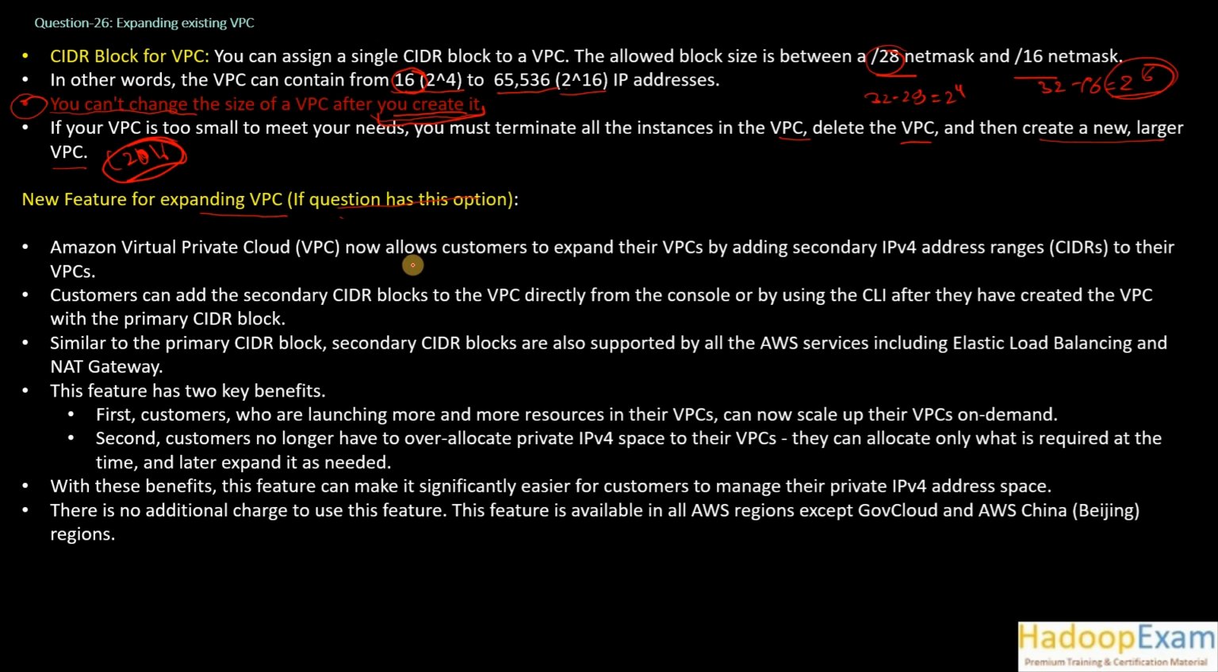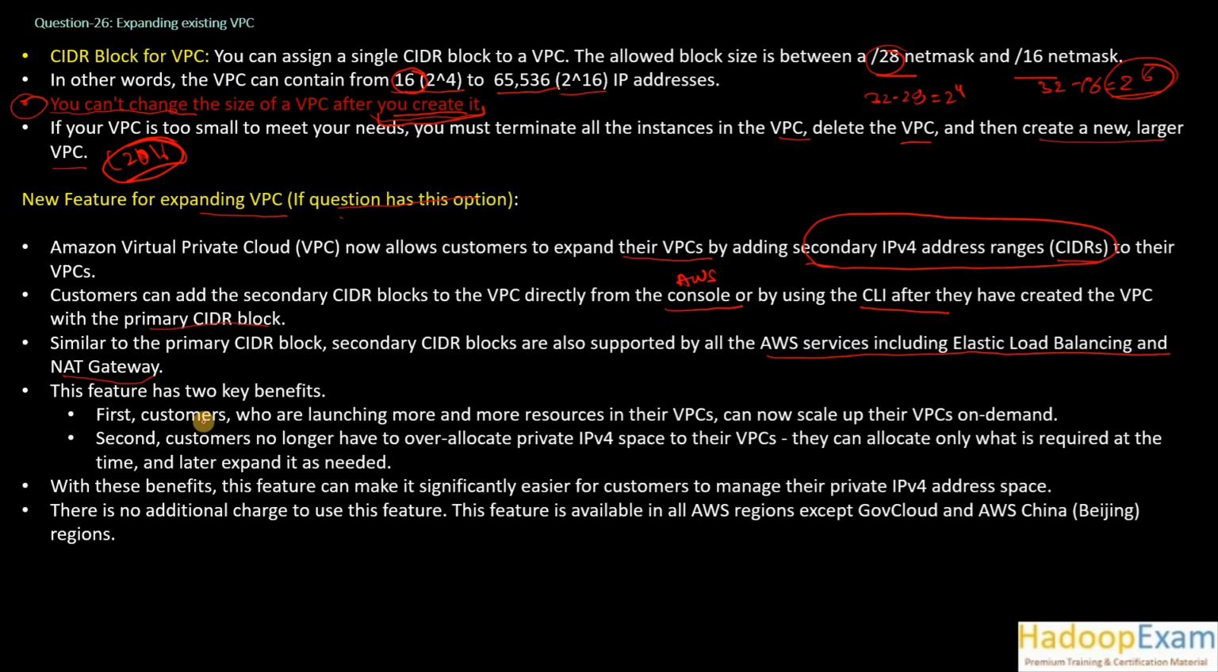Now, a new feature around 2017 offers a different way of expanding a VPC. Amazon Virtual Private Cloud now allows customers to expand their VPCs by adding secondary IPv4 ranges. In an existing VPC, you can create a CIDR block and attach it as a secondary IPv4 range. Customers can add secondary CIDR blocks to the VPC directly from the AWS console or by using the command line utility, after having created the VPC with the primary CIDR block. Similar to the primary CIDR block, secondary CIDR blocks are supported by all AWS services, including Elastic Load Balancer, NAT Gateway, and others. You just expand your existing CIDR by adding an additional block.